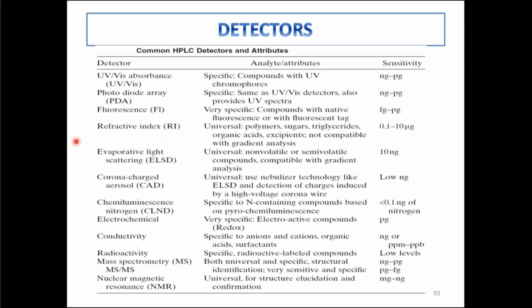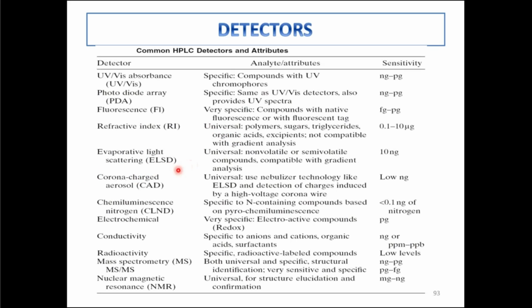The reason is, like I told you, it's a bulk property detector. So it will be recording the refractive index of the mobile phase, and whenever there is a change, it will show that a solute is getting eluted. If we use gradient analysis, then the refractive index of the mobile phase itself will be changing from time to time. And so correlating it with when a solute is getting eluted becomes more difficult.